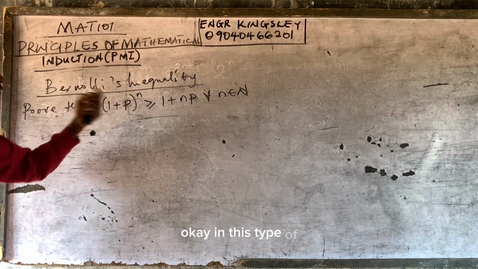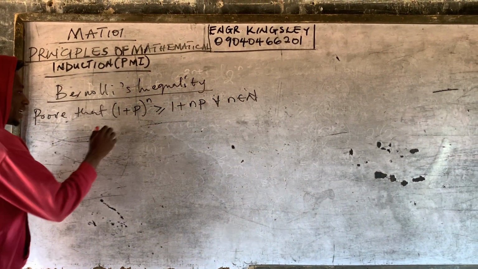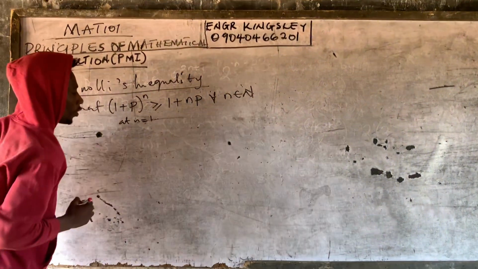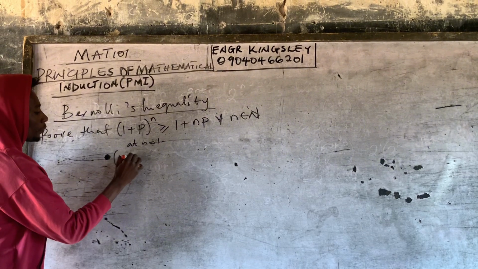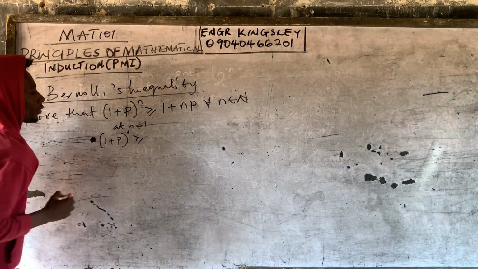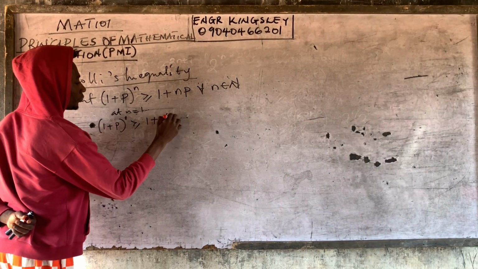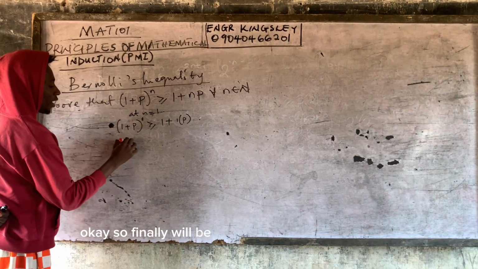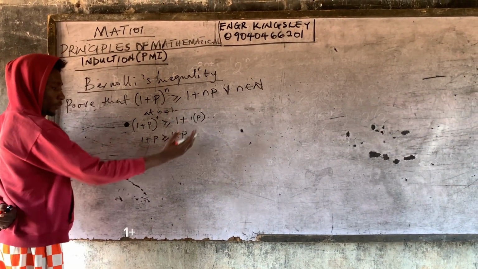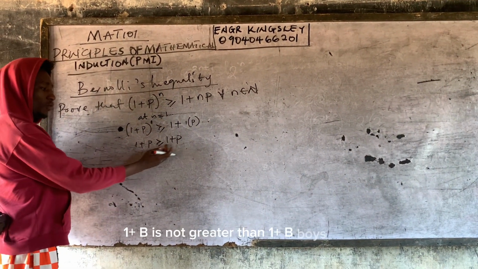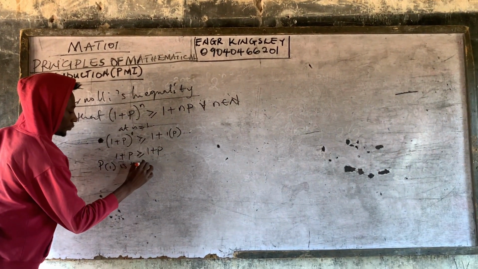Okay, in this type of Bernoulli's inequality in mathematical induction, we have to consider n equal to 1 to check P of 1 if it's true. So we have here (1 + p) raised to the power 1 is greater than or equal to 1 + 1 multiplied by p. Finally we'll be having 1 + p is greater than or equal to 1 + p. 1 + p is not greater than 1 + p, but it's equal to 1 + p. So the P of 1 statement is true.